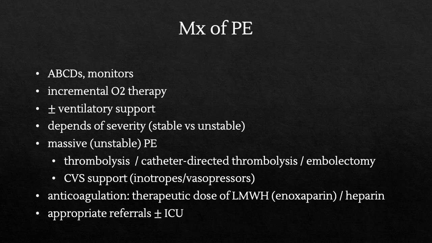Your non-massive PEs, these are your hemodynamically stable patients with a normal right ventricular function. These patients are usually treated with anticoagulation, so low molecular weight heparin plus minus an anticoagulant. Usually the anticoagulant is when they are discharged, but they do get started on it in the wards. Obviously, this is not what we start in ED. We do the low molecular weight heparin.